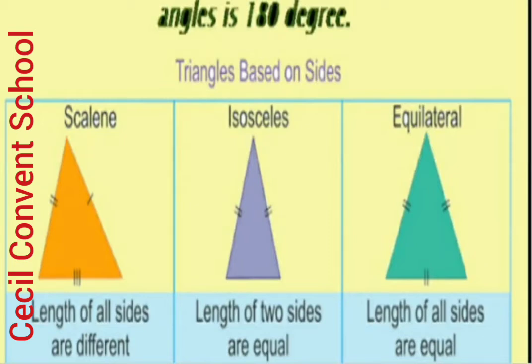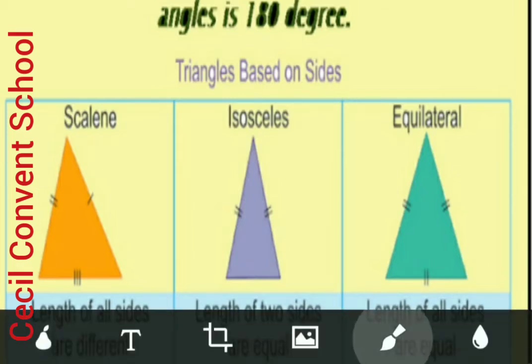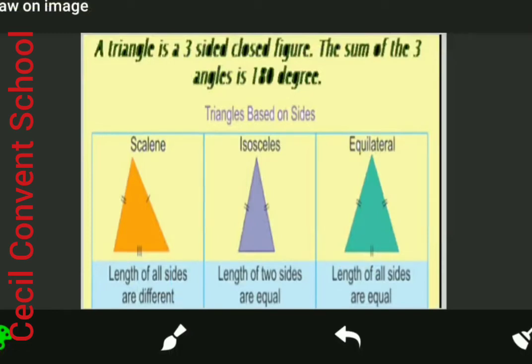Tri means 3 sides. So a triangle is a 3-sided closed figure. Clear? And now we will do different types of triangle. So the first type is scalene. In scalene, beta, all the 3 sides are different. See, all these 3 sides are different. And in isosceles, 2 sides are equal. Even I put the arrows. This side is equal to this one side. And the third one is called equilateral triangle, in which all the sides are equal.